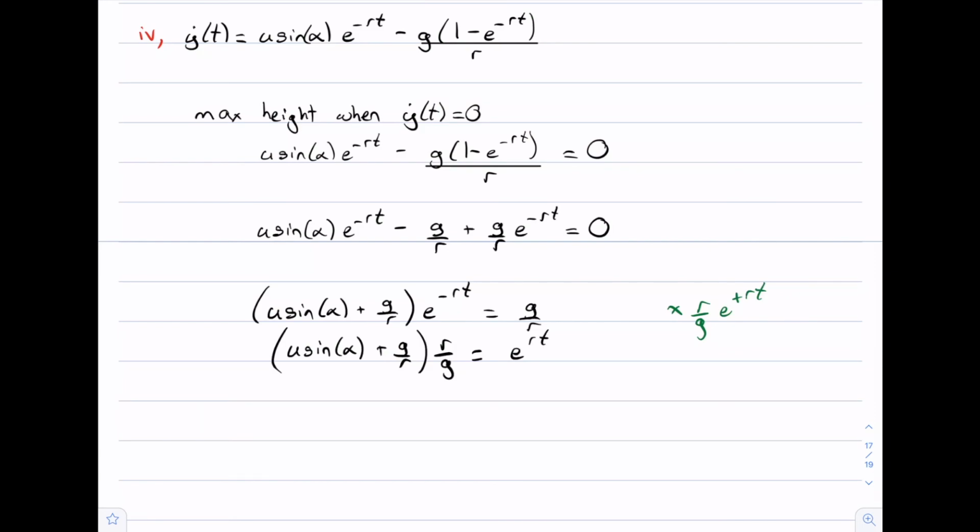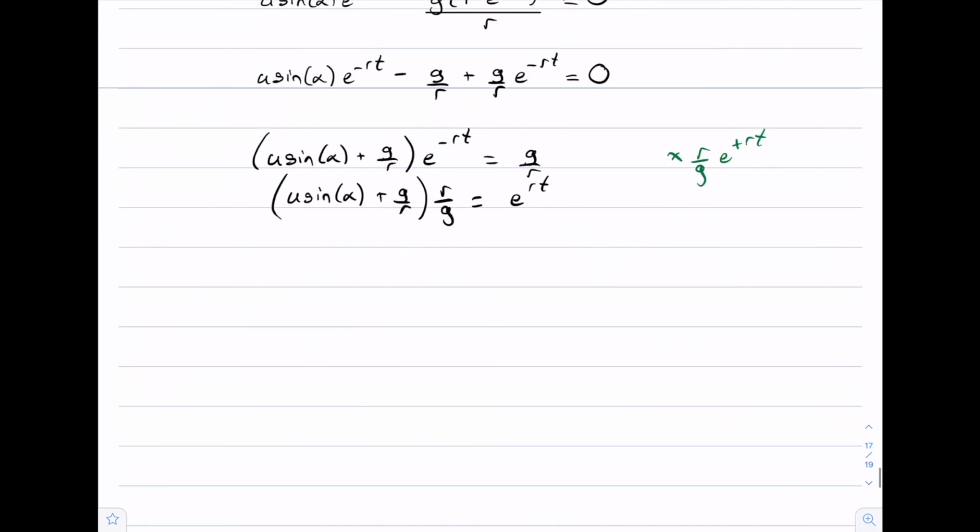Now, if I distribute this term through both of these terms in the brackets, I'll get r u sine alpha all on g plus 1 is equal to e to the rt. And now I'm just going to take the log of both sides. So log of ru sine alpha on g plus 1 is equal to r times t. But then if I just divide through by r, I get t. And so this is our value for t. And that is the final answer.